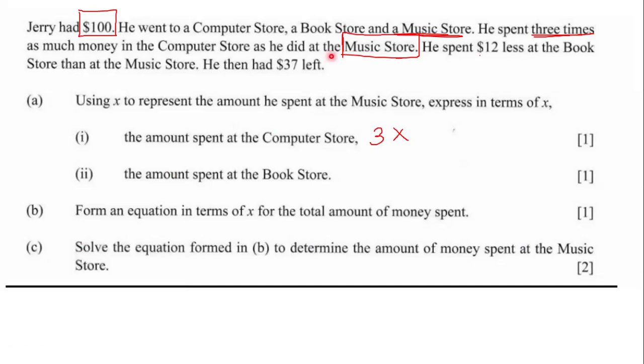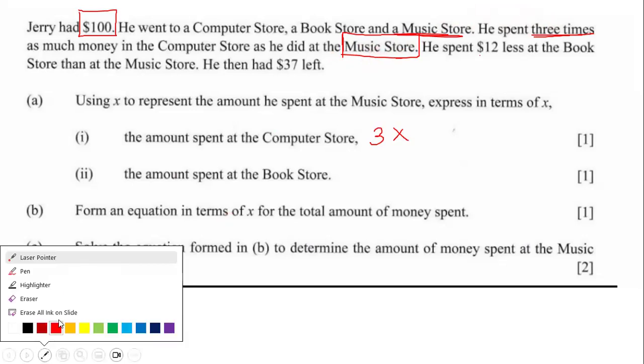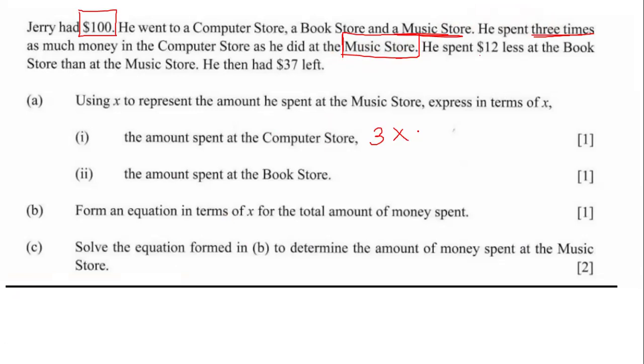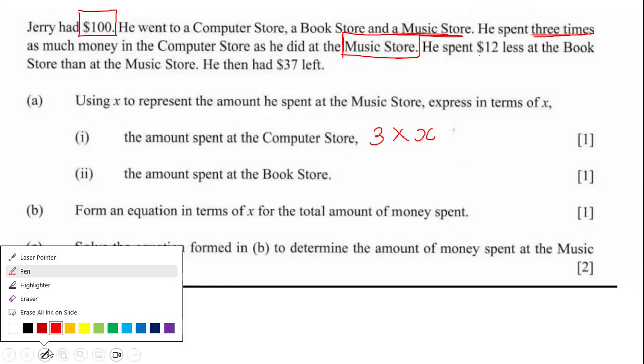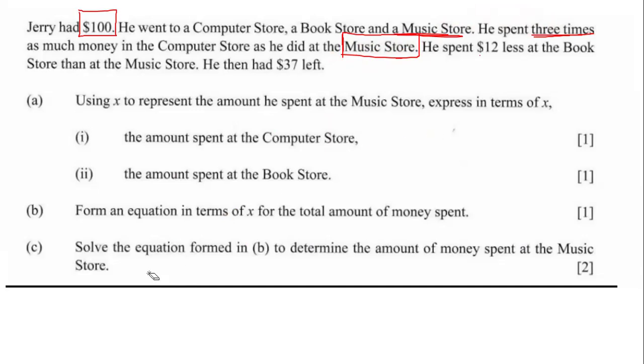That means that he spent 3 times the amount of money spent in the music store. What is the music store? The music store is X, right? So it's going to be 3 times what? X. 3 times X. Very good. And what is 3 times X? That's just 3x. Okay, 3 times X is 3x. It's going to be 3x.